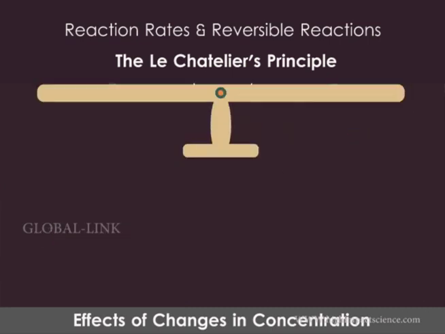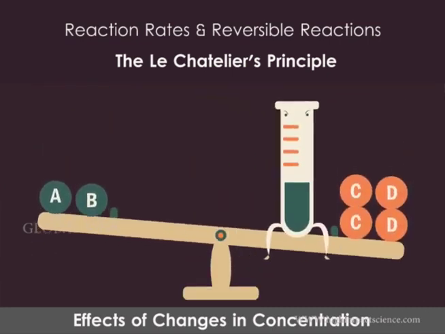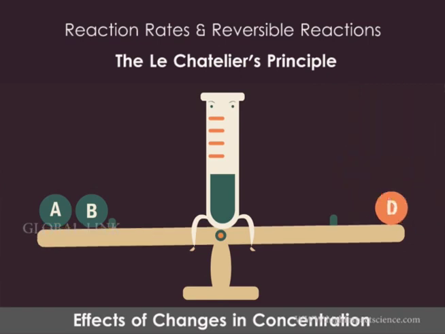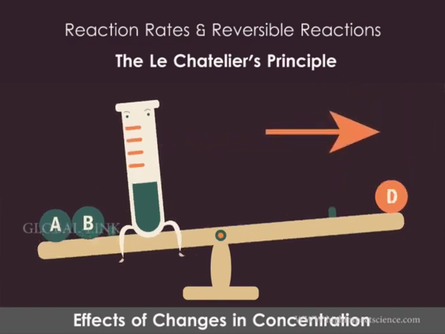When the concentration increases on one side, equilibrium shifts to the opposite side of the reaction. When the concentration decreases on one side, equilibrium shifts to that side of the reaction.